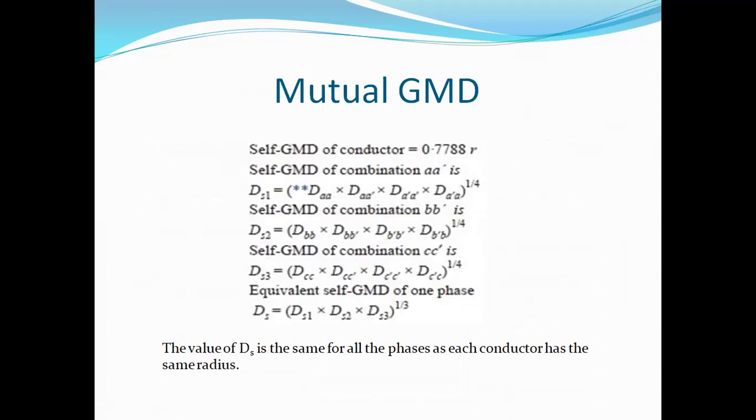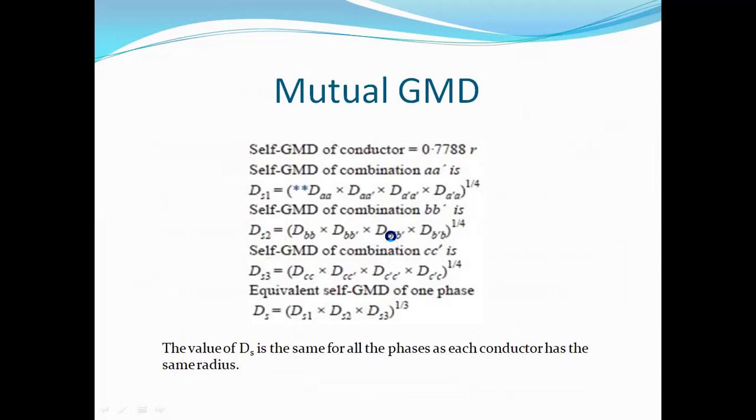then in how many ways can we arrange these A and A dash? We can arrange these A and A dash in four different ways: AA, AA dash, A dash A dash, and A dash A. So these are the four different ways we can arrange the two conductors, so the power is 1 by 4. That means the equation is DS1 equals DAA into DAA dash into DA dash A dash into DA dash A, to the power 1 by 4.